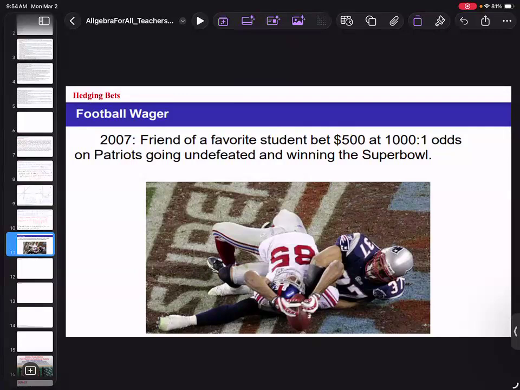What was his mistake? What did he do wrong? Got greedy. What should he have done? Should have calculated the expected value of that bet and realized that $175,000 is way more. Well, but if the Patriots have a good chance of winning, he's throwing away over $300,000. But there's something he could have done.